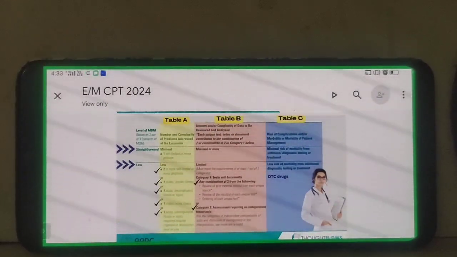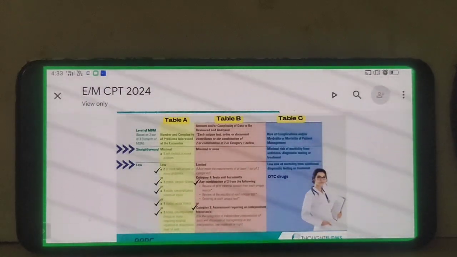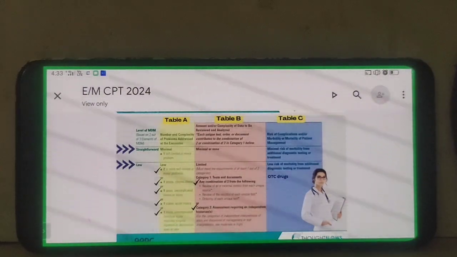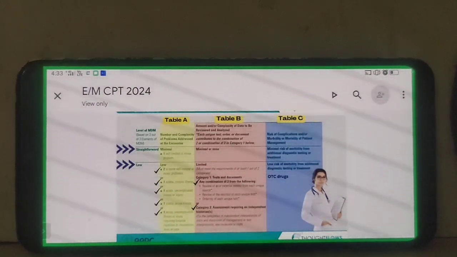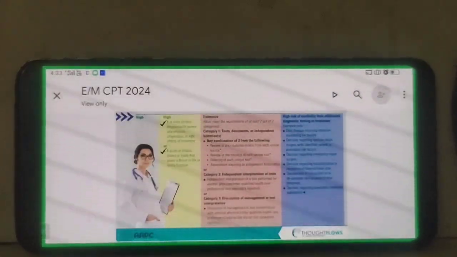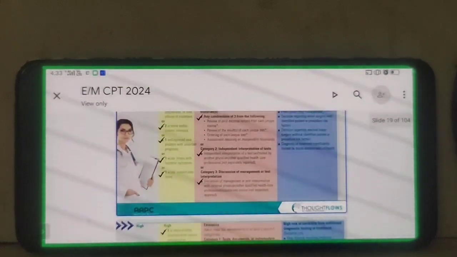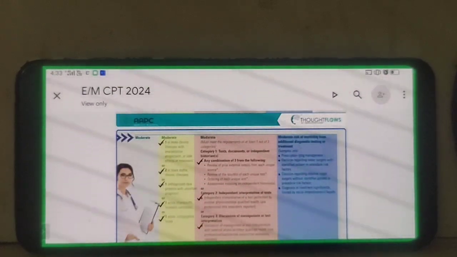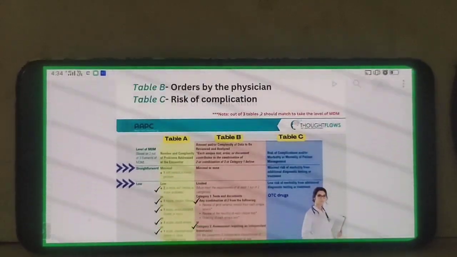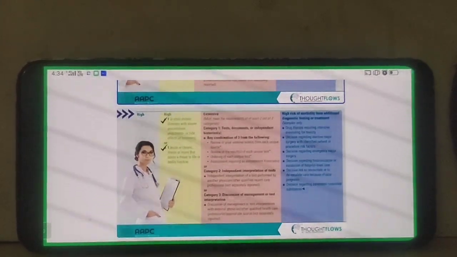Doctor reviews the current test results of urine and blood. So 2 tests, so it will get 2 points. So category 1 is satisfied in low. And IV is given, so that is satisfied in high. So table A is satisfied in moderate. Table B is satisfied in low. Table C is satisfied in high.